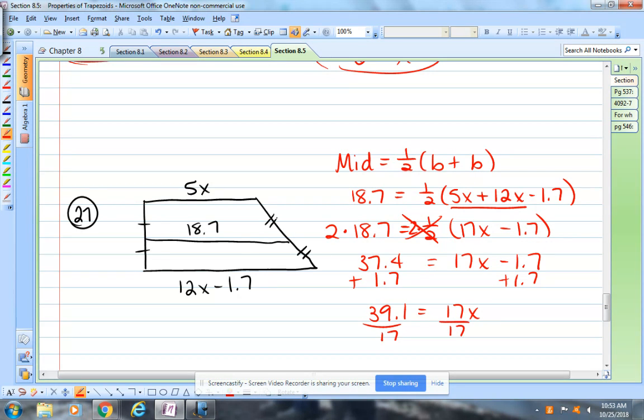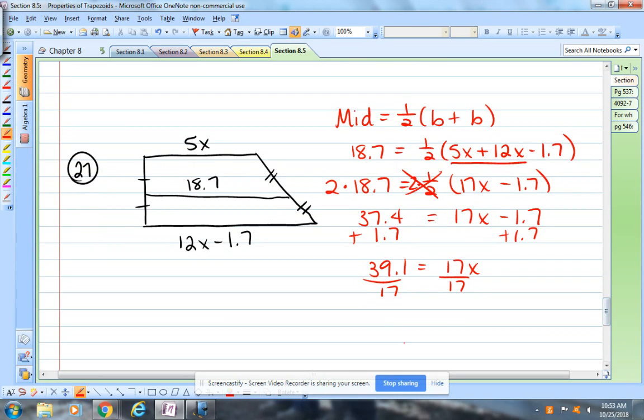Divide by 17. What do we get? 2.3. And they didn't give me any units on this one, so you don't have to tell me units. But if they do give you units, you need to tell me what they are. So that's as rough as it's going to get. So does everybody understand how we did that? You just simplify it just like it's Algebra 1.